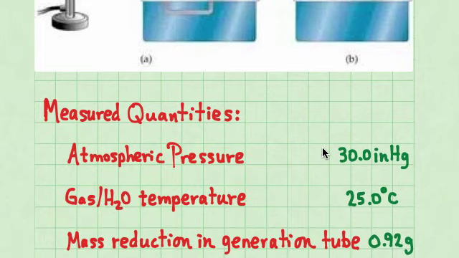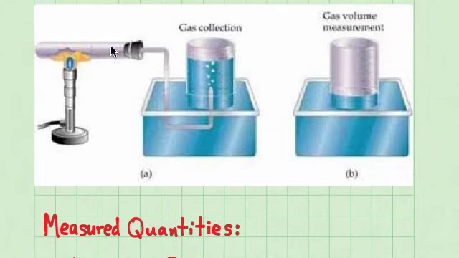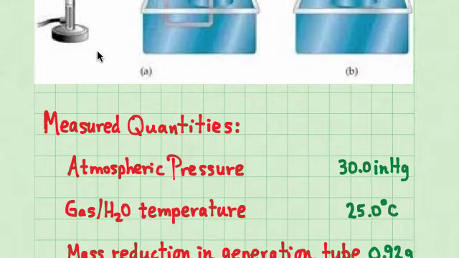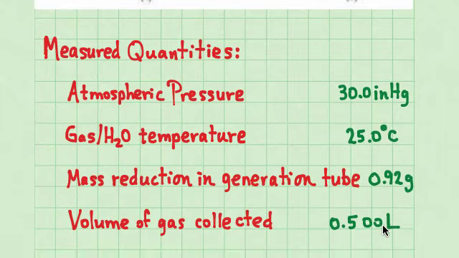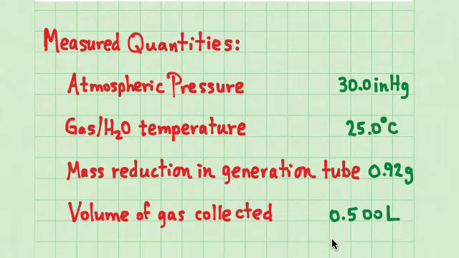The mass reduction in the generation tube. So if I weigh this thing before I heat it, then I heat it and the gas bubbles away, and I weigh it again, its mass decreases. Sure, I must let it cool off before I weigh it again, but it loses almost a gram in that heating. And the volume of gas collected, let's say exactly half a liter.